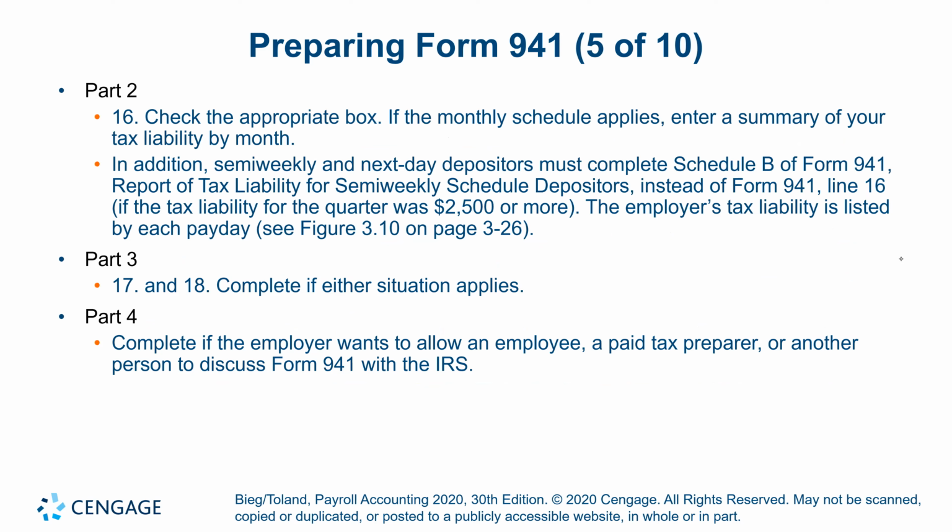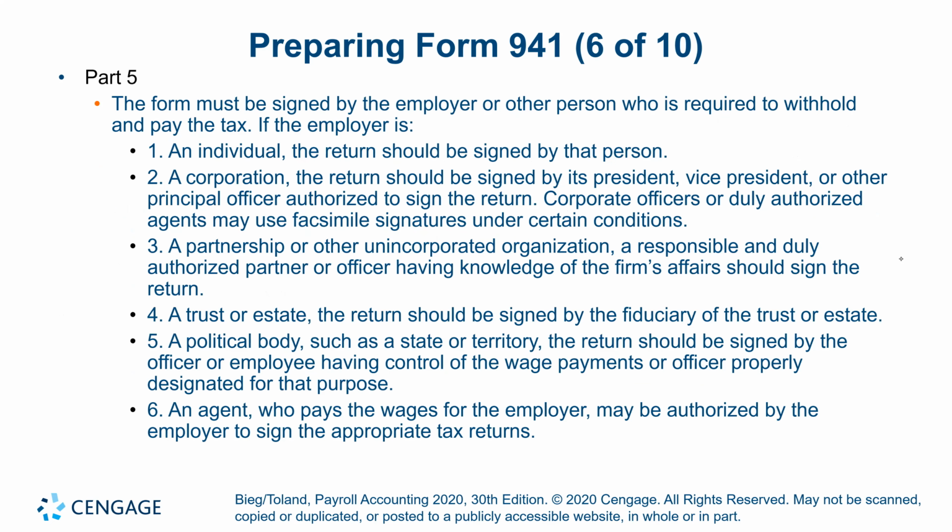Part 4, if we want to allow a third party individual, such as an employer tax preparer, to discuss the Form 941. And then finally, part 5, the form must be signed by the employer or other person who is required to withhold and pay the tax. If the employer is an individual, the return should be signed by that owner. If the employer is a corporation, the return can be signed by the president, vice president, or other principal officer authorized to sign the return.